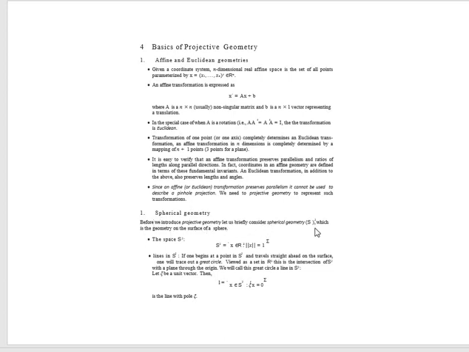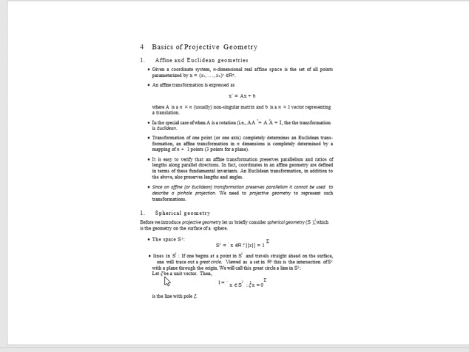Before we introduce it, what is spherical geometry? That is denoted by capital S, which is the geometry on the surface of a sphere. We have the space S equal to the set of x belonging to R cubed with unit norm. The spherical geometry is denoted by this notation. The lines in S: if one begins at a point in S and travels straight ahead on the surface, one will trace out a great circle, viewed as a set in R cubed. This is the intersection of S with a plane through the origin. So we call the great circle a line in S.